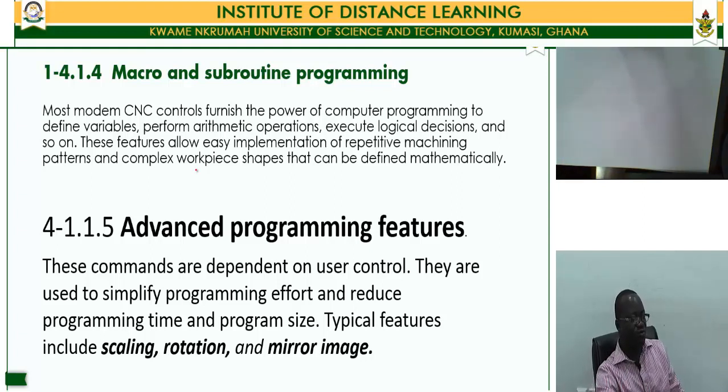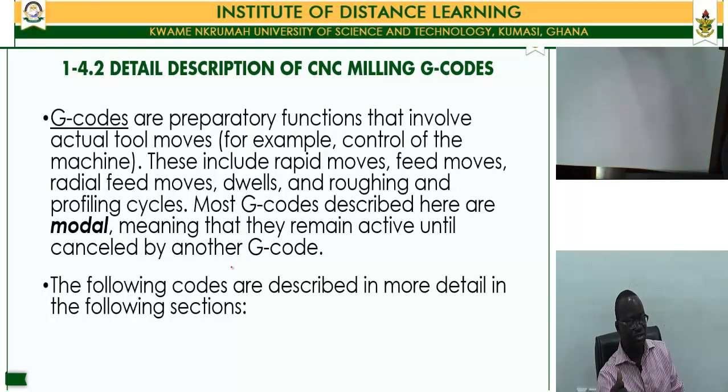And then we will look at macro and subroutine programming, where we will find out how we can use the power of the computer programming to define variables and perform some operations and execute the decisions and so on. So that is the macro and subroutine program. And then we will look at some advanced programming features such as scaling, rotation, and mirroring. But we're going to focus mainly on the first four. That is where we are going to focus.